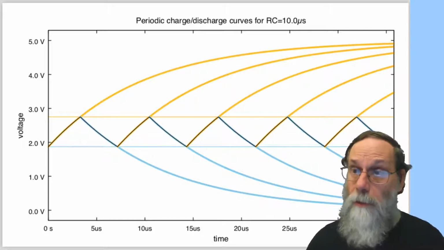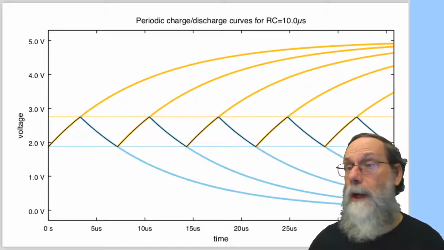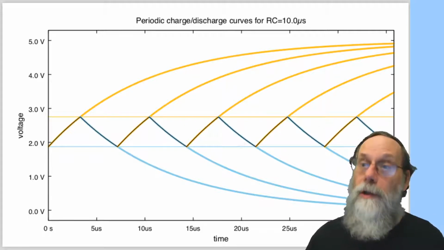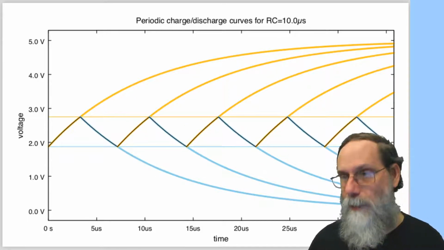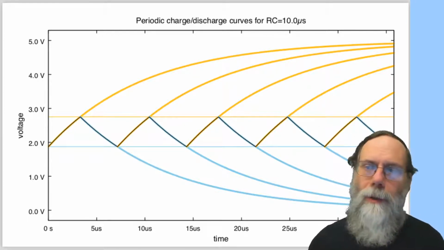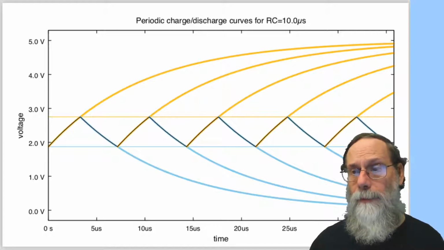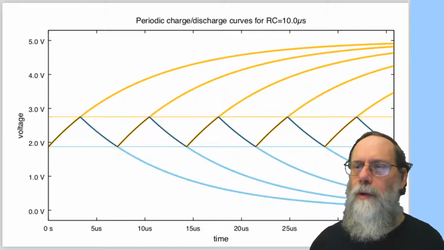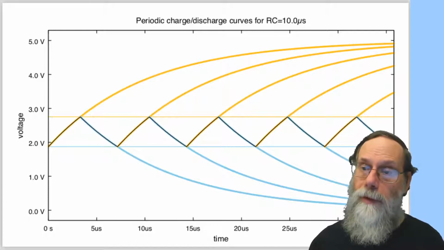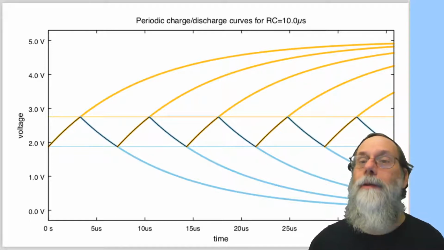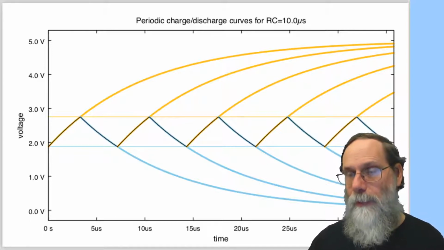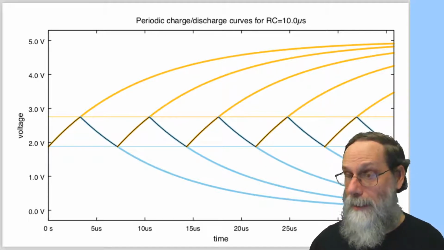So now what we need to do is come up with a formula for figuring out how long it takes to charge, how long it takes to discharge, and add the two together to get the period. Now I'm only going to do half the problem for you. I'm going to show you how to do the charging one from the input low threshold to the input high threshold. That's the yellow highlighted line here.